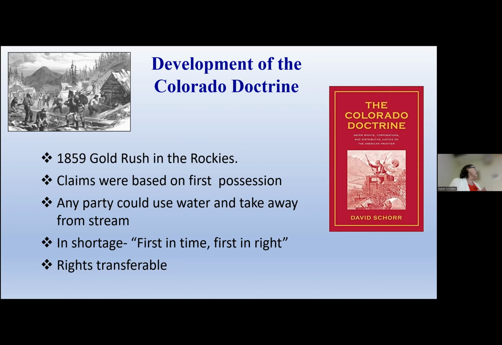It's called the Colorado Doctrine, as well as the Doctrine of Prior Appropriation. The difference between this and the riparian doctrine is, A, you don't have to be on the stream to take the water; you can take it and move it out. B, you can sell or move that water around. And C, your rights are transferable, and the priority date is transferable.